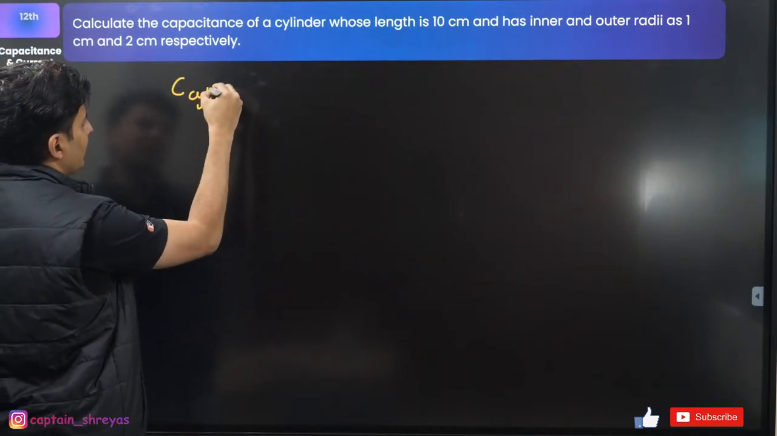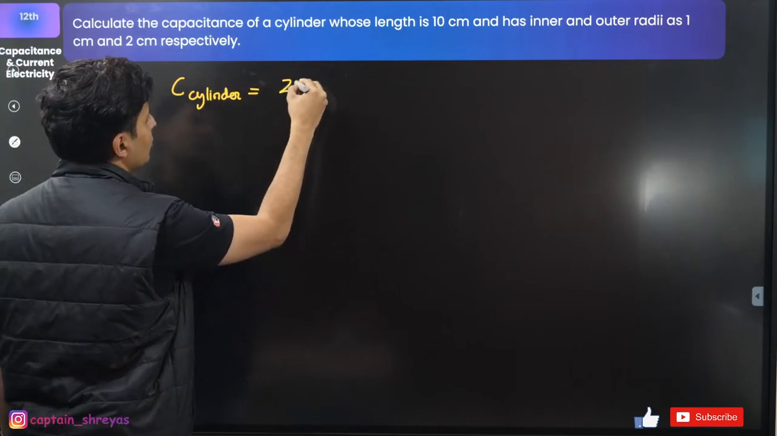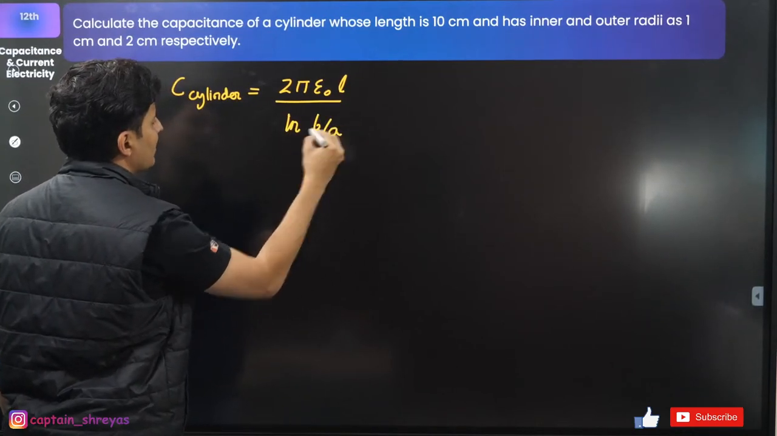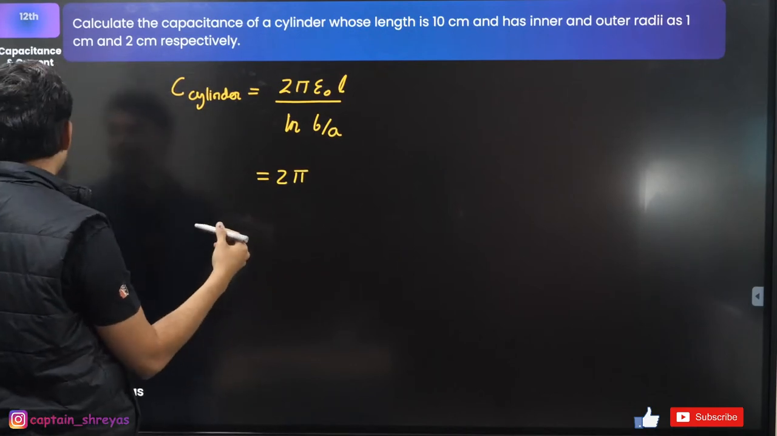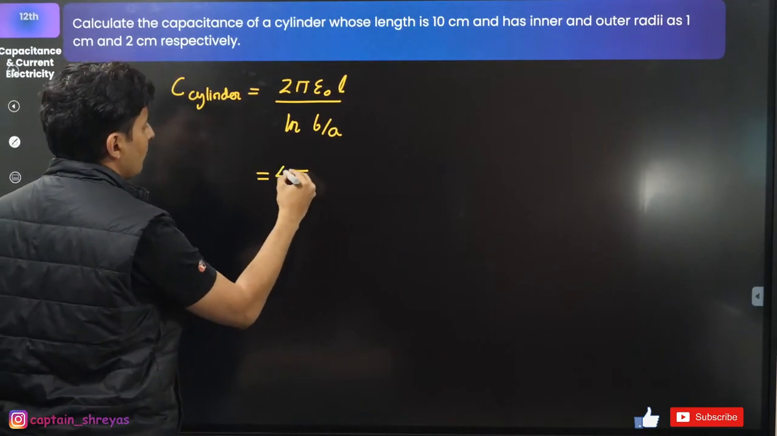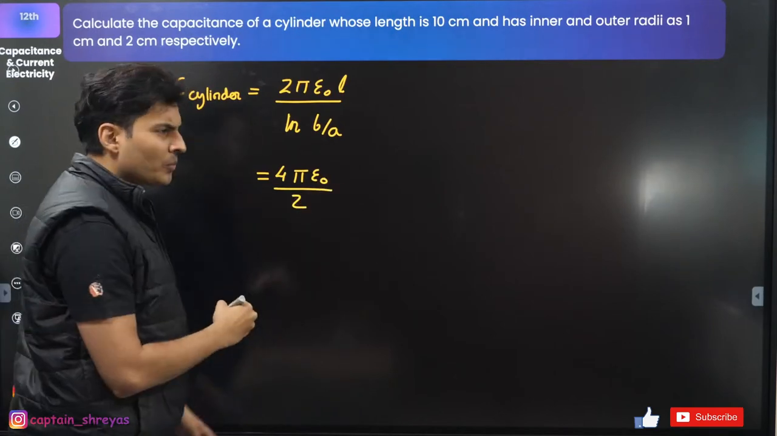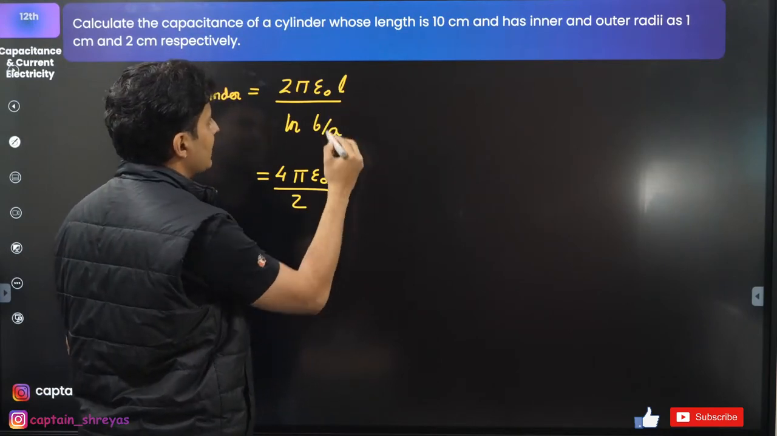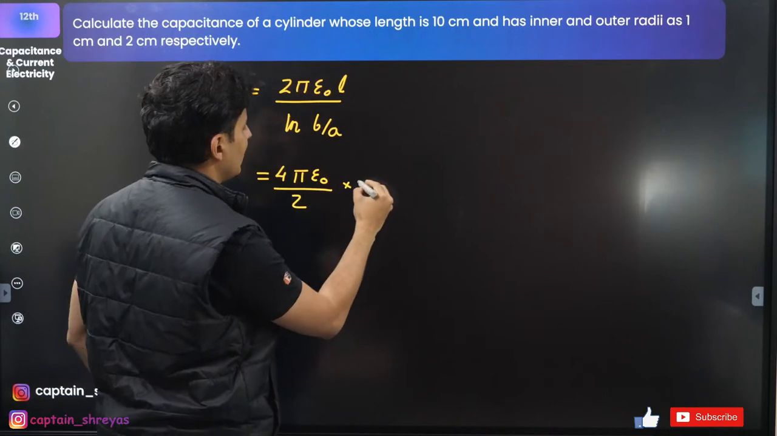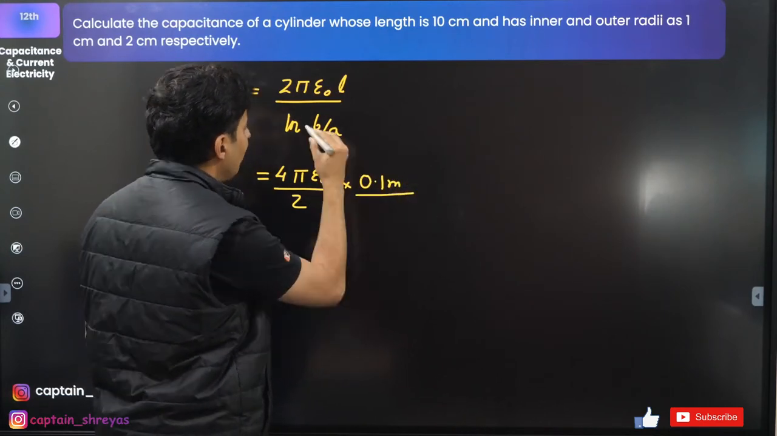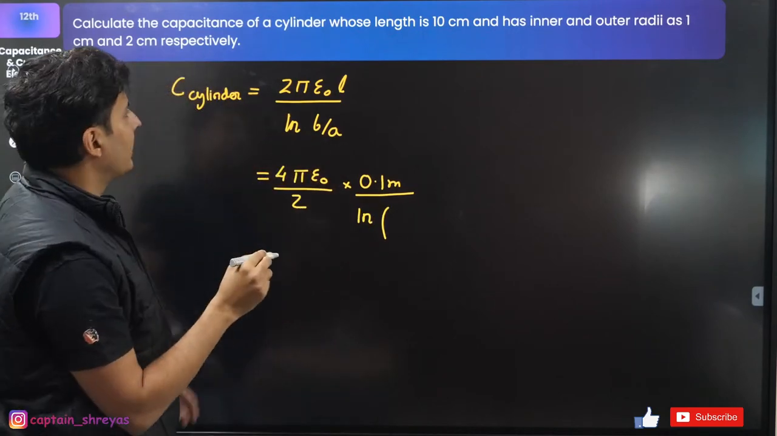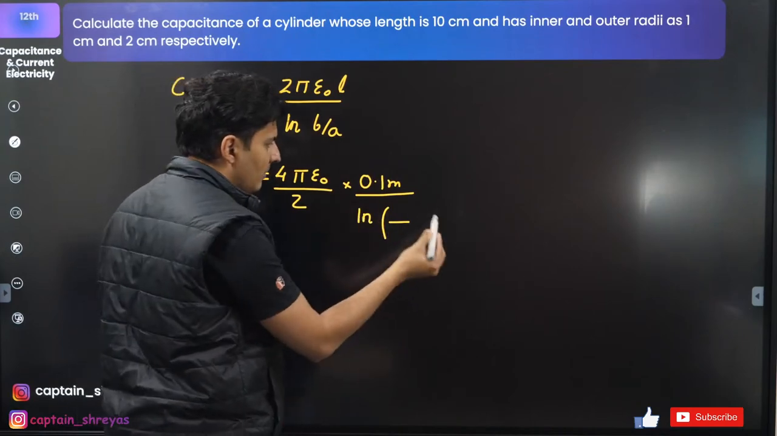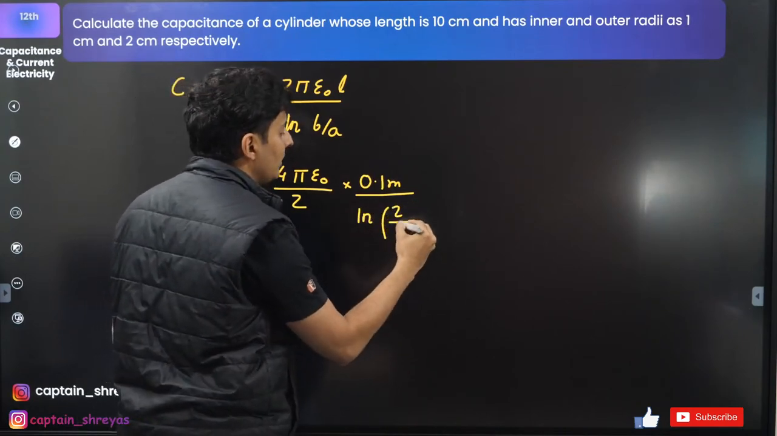So for a cylinder, it is 2 pi epsilon naught L divided by ln of big radius by small radius. Now 2 pi epsilon naught, I can write as 4 pi epsilon naught divided by 2. The reason is I know the value of 4 pi epsilon naught. And the next thing that I will write is length. The length is 10 centimeters, so it is basically 0.1 meters, divided by log of big radius by small radius. Big radius is 2, small radius is 1. Keep it in centimeters because it is a ratio, so units won't matter. So it will be 2 by 1.